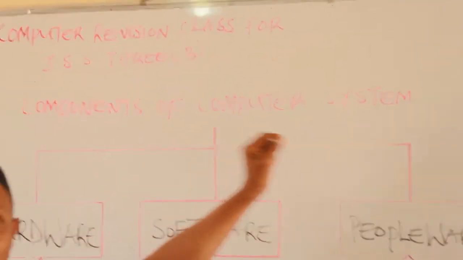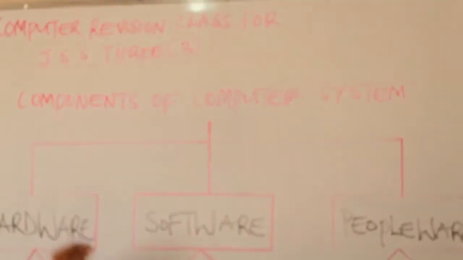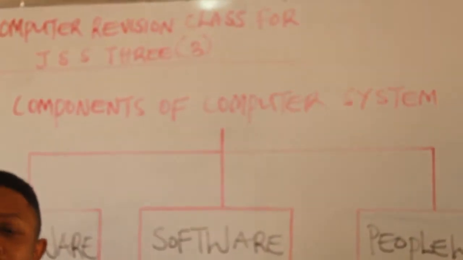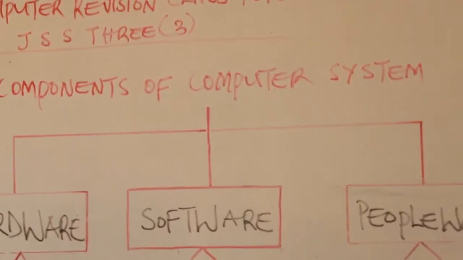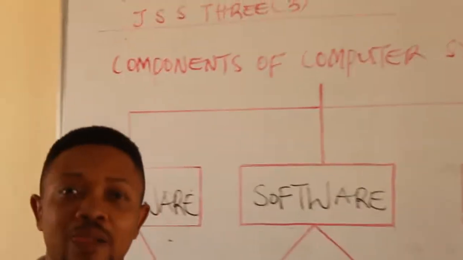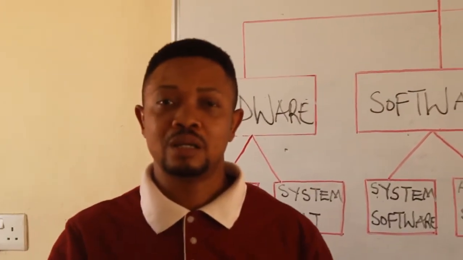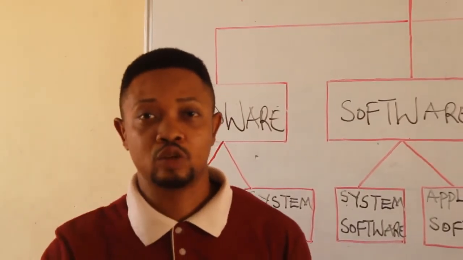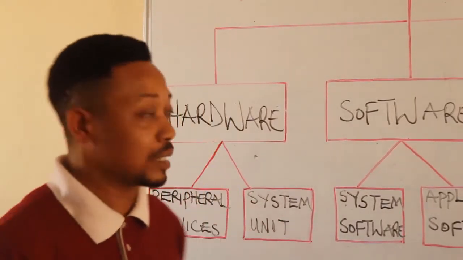The components of the computer system is what we'll be looking at today. Now we know what components are. The computer system is made up of different parts. So that's what we call the components.